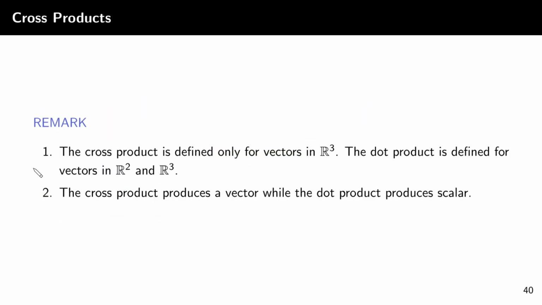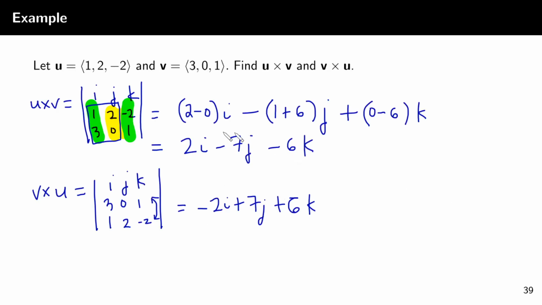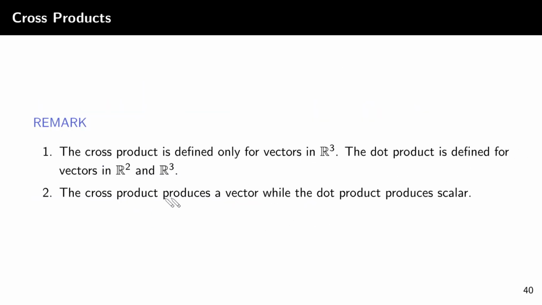So, just a few remarks regarding the cross product. The cross product is defined only for vectors in R cubed. We have no cross product for vectors in R squared. On the other hand, the dot product is defined for both vectors in R2 and R3. And second, the cross product produces a vector. So in the previous example, both results we produced are vectors. Unlike the dot product, which produces a scalar.